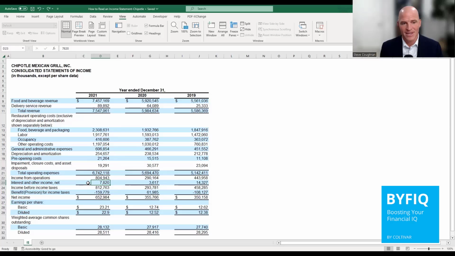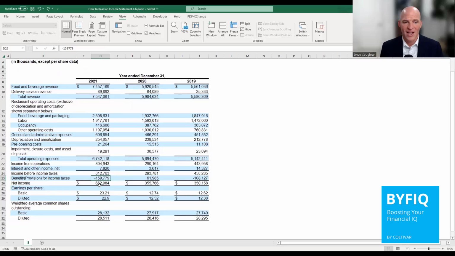Then they come here and add these two things. They have income from operations. They have other income, and end up with income before income taxes. They account for those income taxes here on the income statement, subtract that out, and ultimately they end up with net income. All right. So that's the income statement.